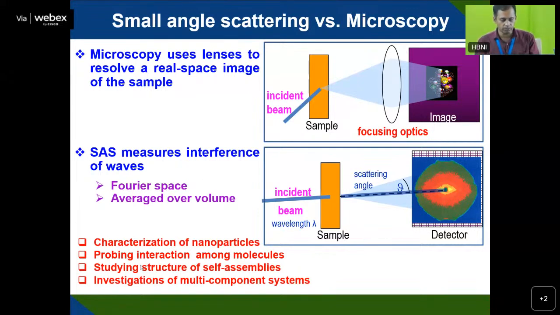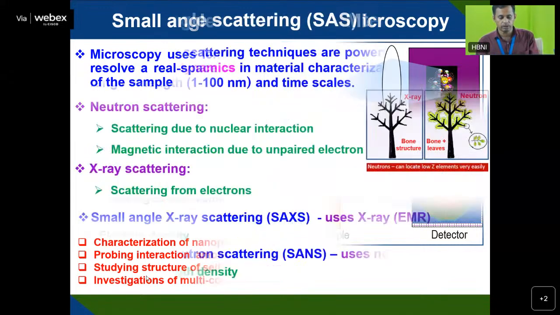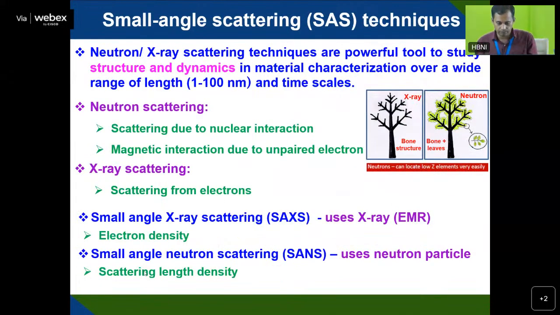You can use small angle scattering techniques for characterizing nanoparticles and probing interactions among molecules. If there are many molecules in a solution, you can find out how they interact with each other. You can also study the structure of self-assembly, like in micelles or vesicles, and how they form by interacting with each other. And for investigating multi-component systems with more than three components, you can get more information about them using small angle scattering techniques.